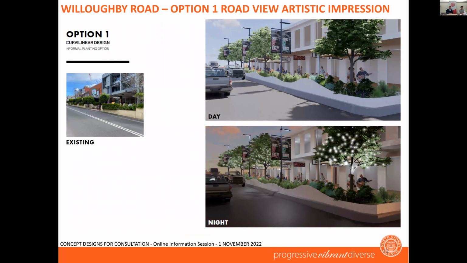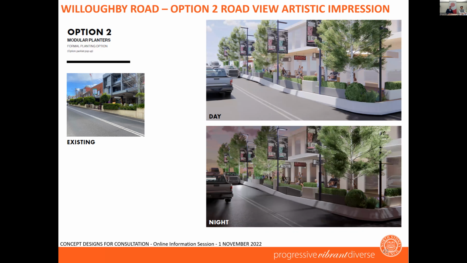That's just showing you another view of option 1, so the curvilinear design, looking at it from Willoughby Road and showing you what that separation would look like, and the same view at night. In the corner there, you've got what the existing situation looks like. As I said, it's a clipped, formal style of landscaping in the existing planters and planter bays there that you have at the moment.